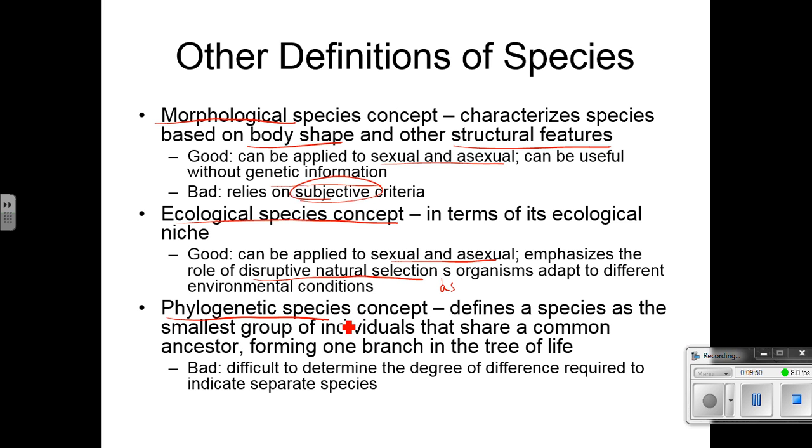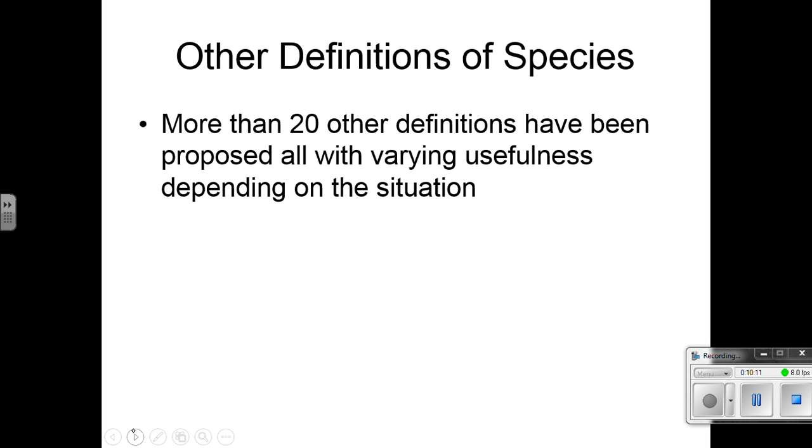The phylogenetic species concept defines a species as the smallest group of individuals that share a common ancestor, forming one branch of the tree of life. The bad part of this is it's difficult to determine the degree of difference required to indicate separate species. So this is where we ask, how much difference is enough that we would actually consider them separate? There are more than 20 other definitions that have been proposed, all with their usefulness depending on the situation.